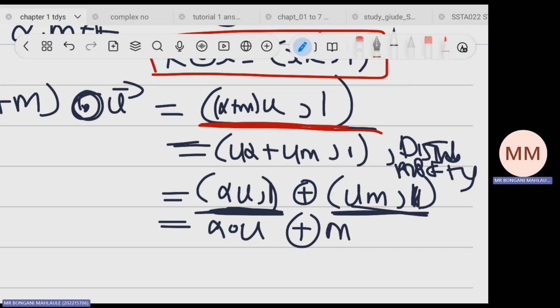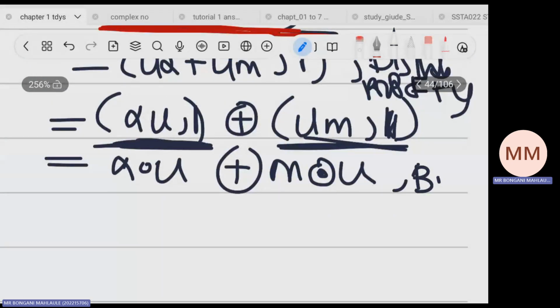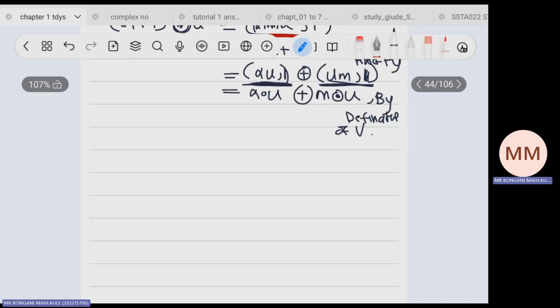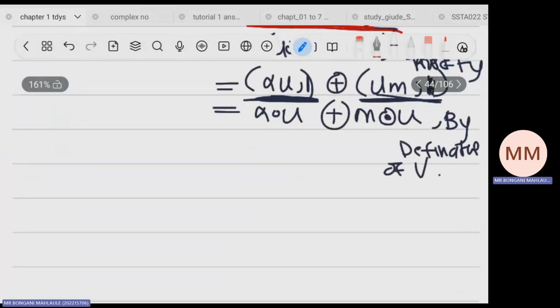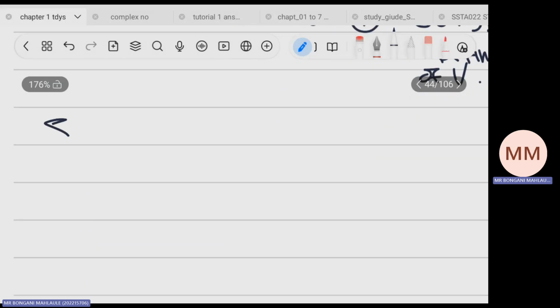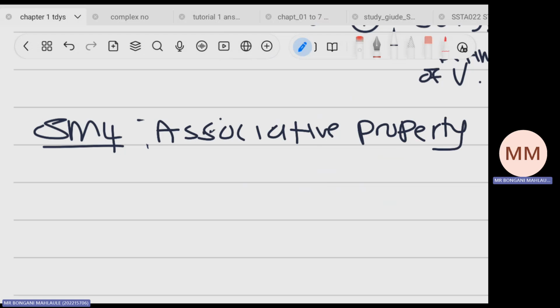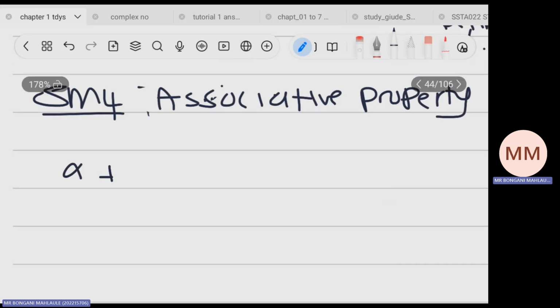Our scalar is m, u, by definition of our vector field. So we can clearly see that the distribution property will hold. So obviously, even if you check for SM4, which is the associative property, we'll expect it to also hold, but let's check it.